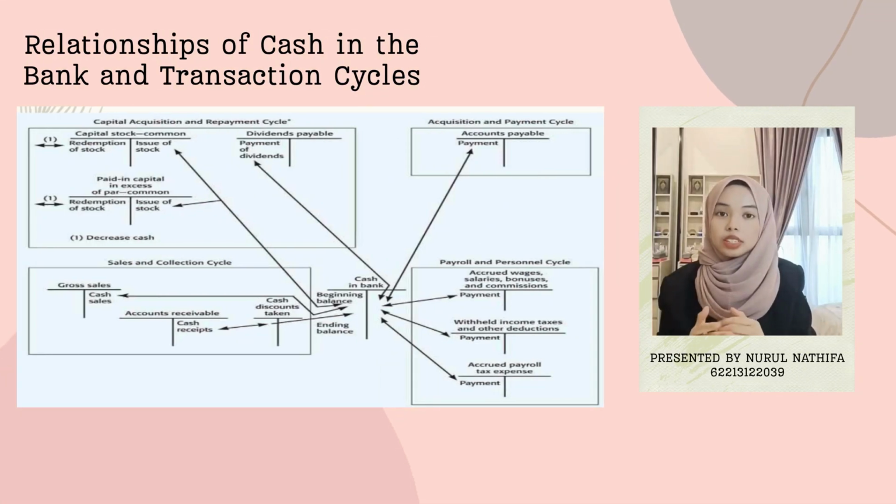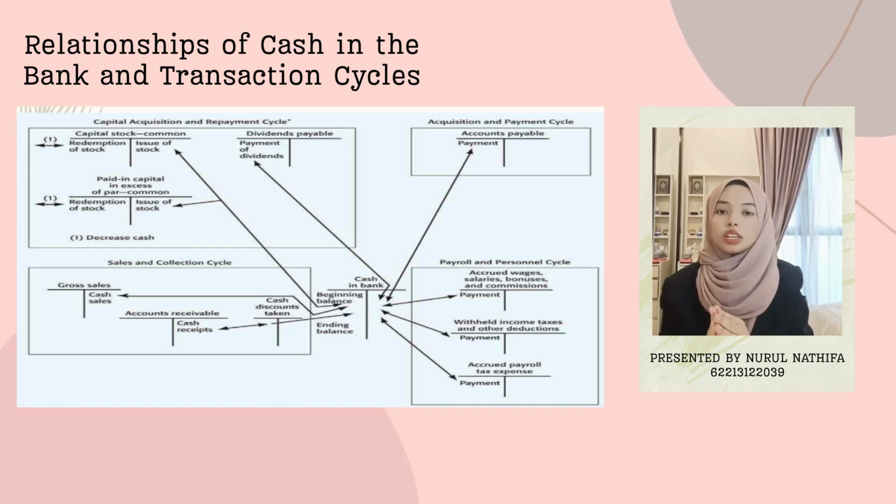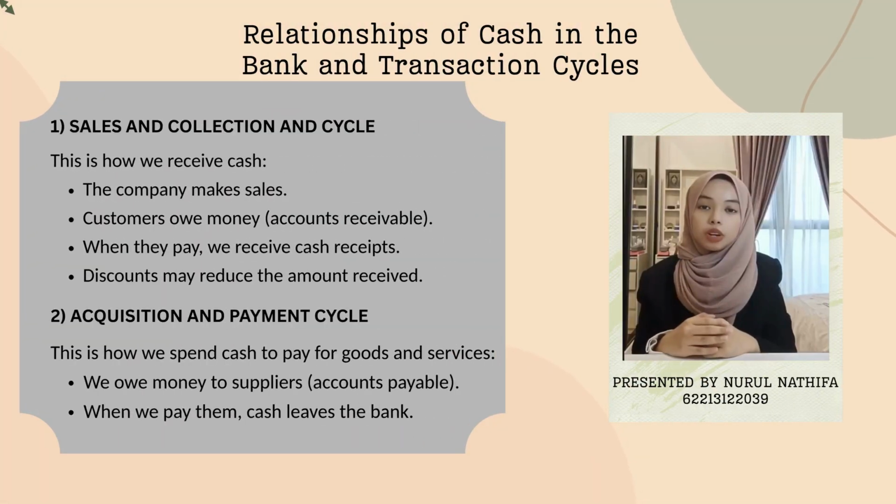This diagram shows that cash in the bank doesn't stand alone. It's all connected to all parts of the business, whether we are making sales, paying suppliers, giving out salaries, or dealing with loans and investors. Every activity affects the cash balance. That's why in audit, we can't just look at the bank. We have to understand how each business cycle adds to or takes away from cash. I will explain what the diagram is about.